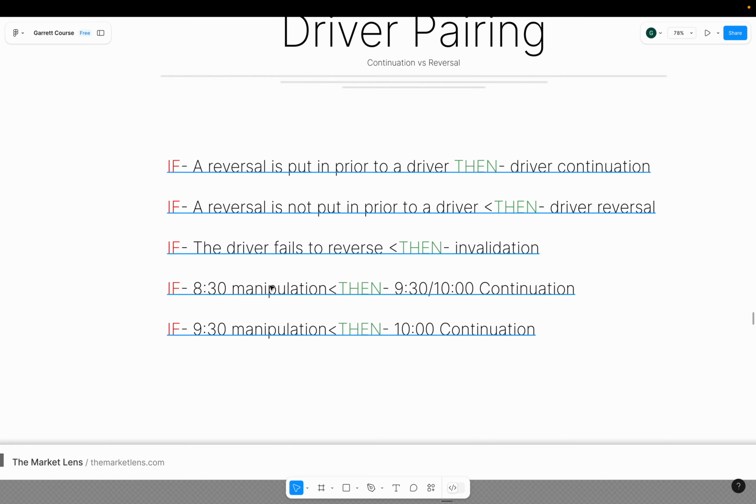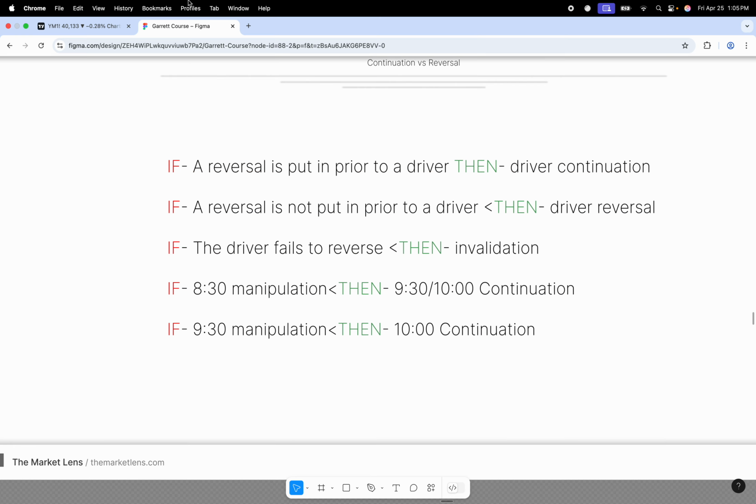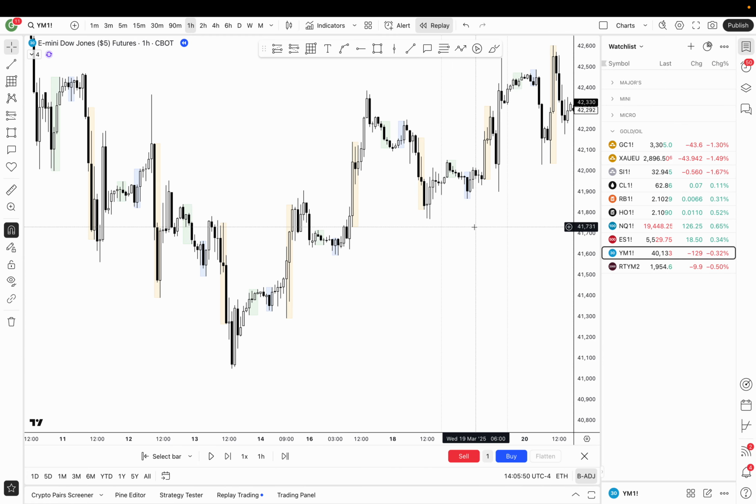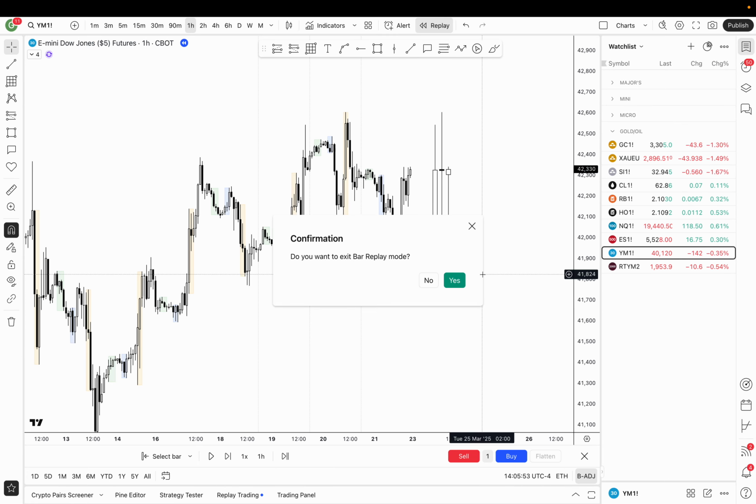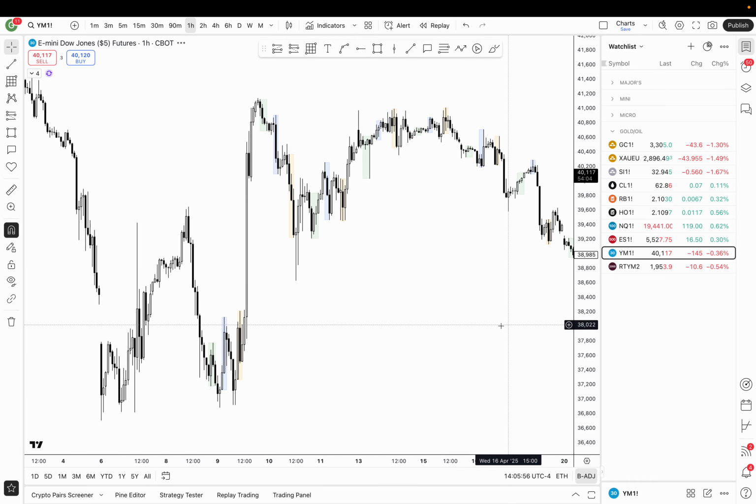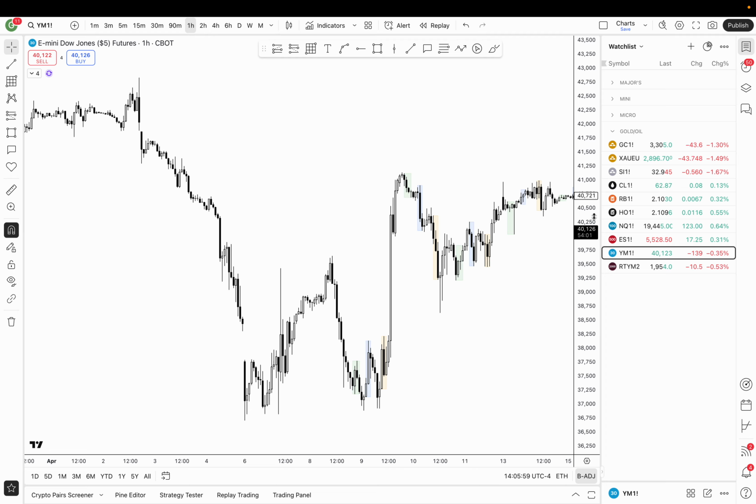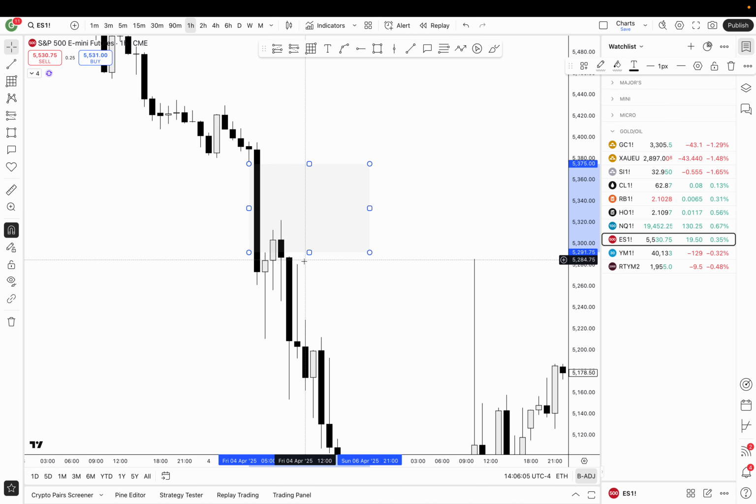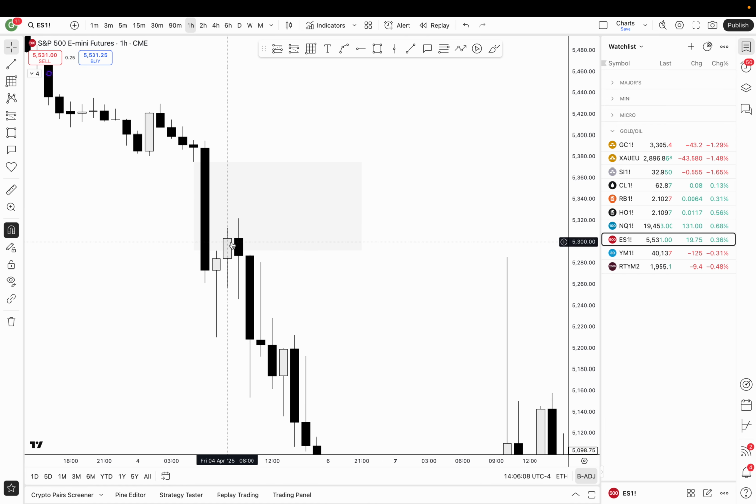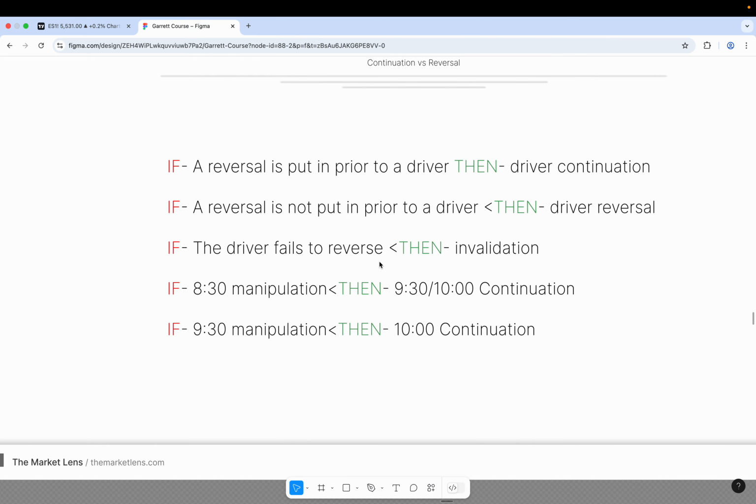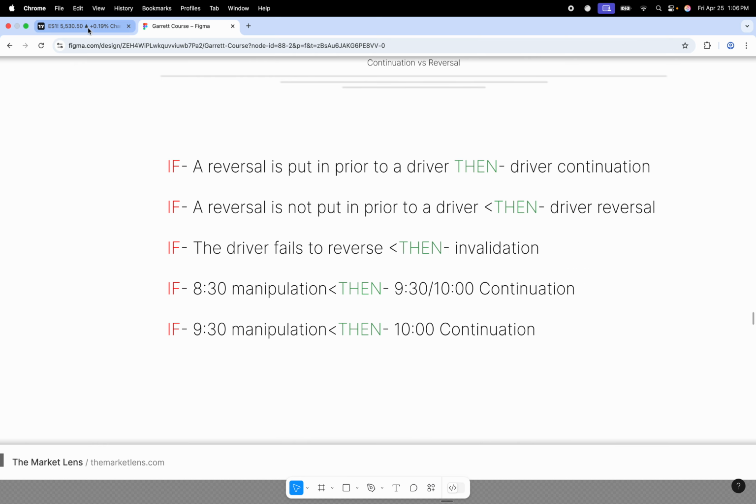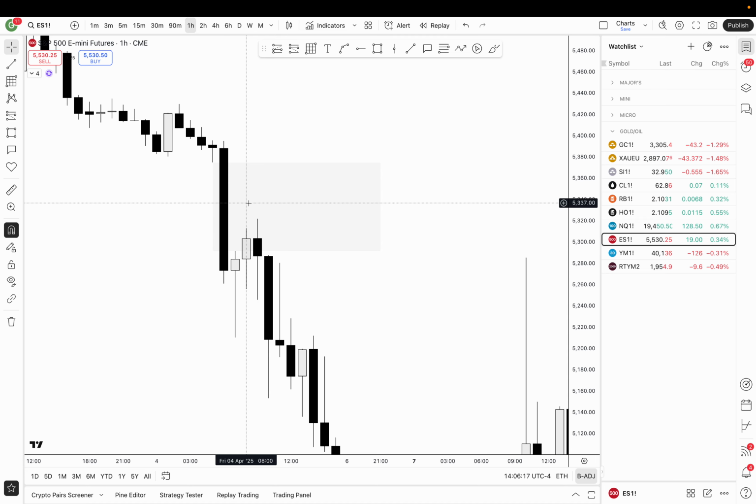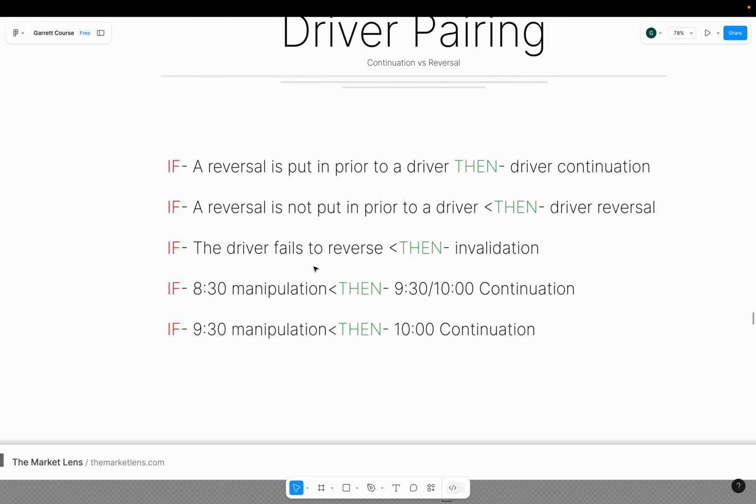Or if maybe 8:30 doesn't manipulate, then what do we require? So like that one example where 8:30 didn't really do anything. Where was it? It's somewhere in here. I think it's right here on ES or NQ. It's right here, where 8:30 is in a key level. 8:30 didn't do anything. It didn't put in a reversal candle. So 9:30 needs to do it, right? Or we would expect it to. Now, if they failed to reverse, then what would that be? That would be an invalidation of this being a continuation day because it should continue at that time. That's what this means. And yeah, if 8:30 manipulates, then 9:30 should continue.